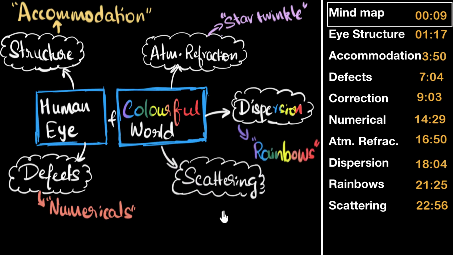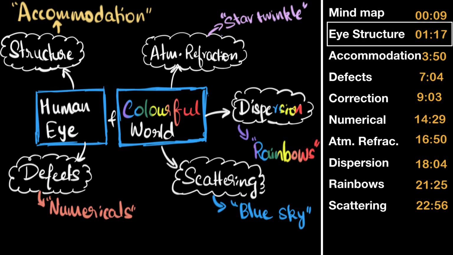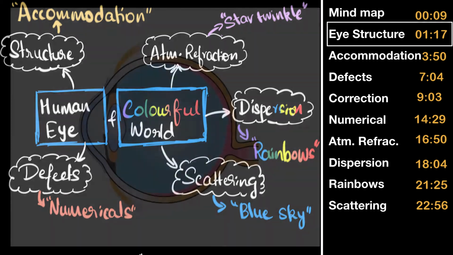And finally, we learn about scattering, which is not the same thing as dispersion. So, I used to get confused over here a lot. But this is one of the reasons why sky appears blue to us. So with this broad overview, we can now start with the first topic. Let's start the structure of the eye.